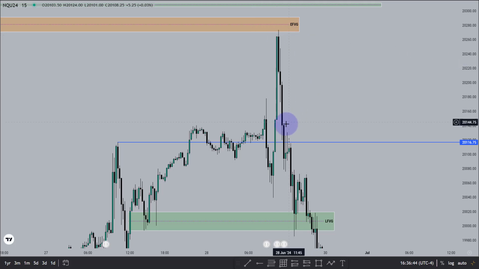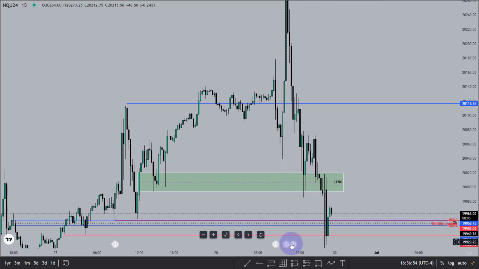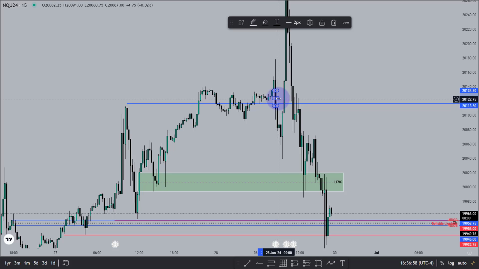This whole run actually was the manipulation to make sure that whoever in this market was taking sell, they are all stopped out. So all of them have been stopped out. You should not think that market is going above that fair value gap one more time.